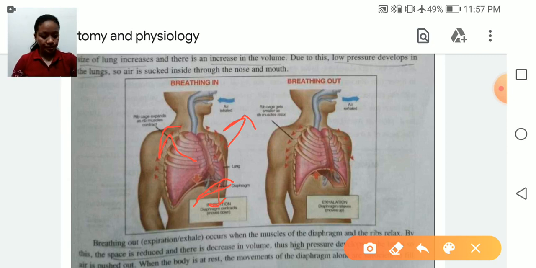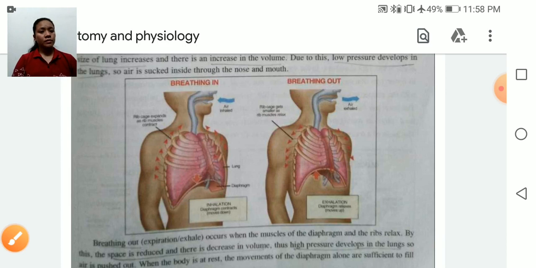and the volume, the muscle of the diaphragm comes down. Therefore, the size of the lungs increases. Therefore, there is an increase in volume. Due to this, there is a low pressure in the lungs. Therefore, we inhale.